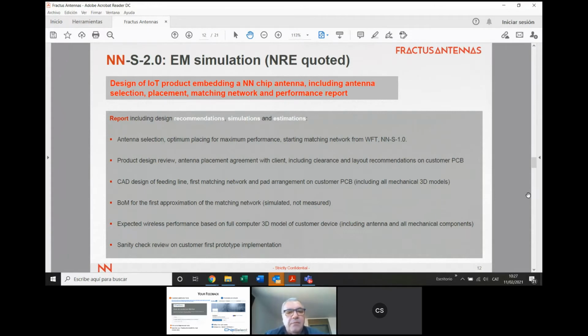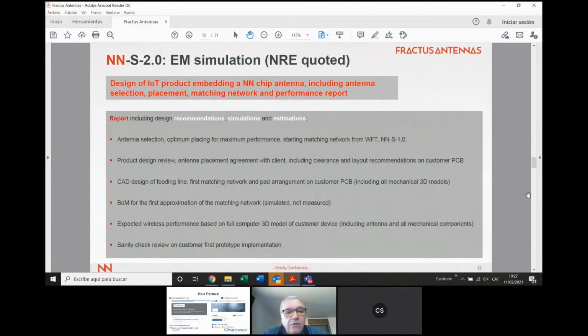So this is a complete device. We are going to give you the bill of materials. Also, if you are interested in the matching network, simulated, not measured, but if you want to make a measurement also in the matching network, we can go to the matching network service, which is the next slide. Okay, so this is an option for you.